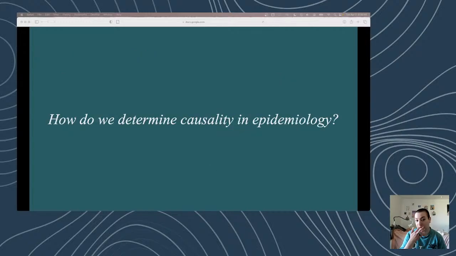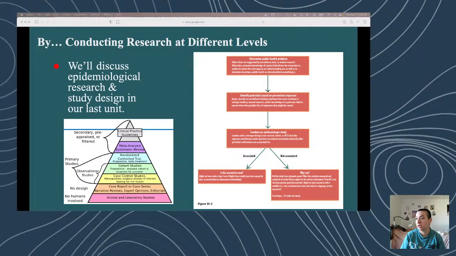So, last slide for this lecture, I promise. How would we determine causality in epidemiology? I'll tell you next unit. This is from your book. Remember, I like this. But we'll discuss epidemiological research and study design in our next unit. But, to answer the question in short, we would conduct research at different levels.